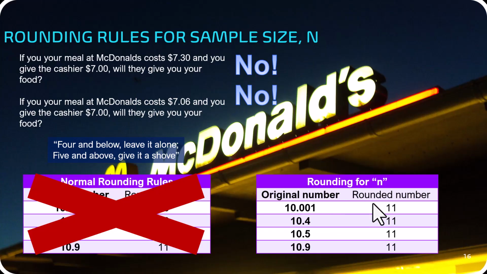The reason is exactly the same as with McDonald's, right? I have to pay for my meal. I have to supply a large enough sample size to ensure the confidence interval and the margin of error that I need. If I have to give 10.001 and I only give 10, I haven't given enough. If I have to give 10.4 and I only give 10, I haven't given enough. So I know it's a little bit weird, but we can't follow normal rounding rules for our sample size, regardless of what the value is after the decimal point. If there's anything here at all other than just 0, then we must round up.